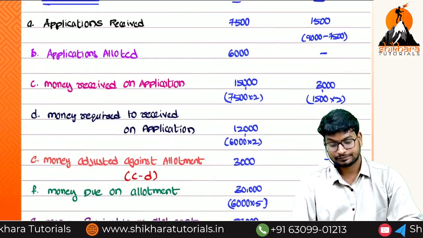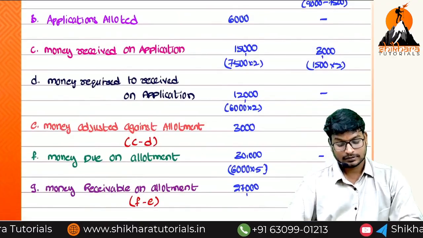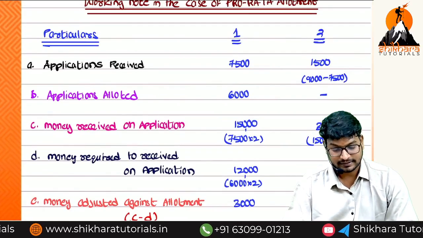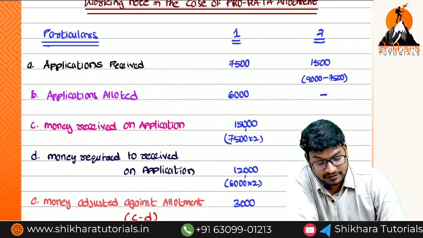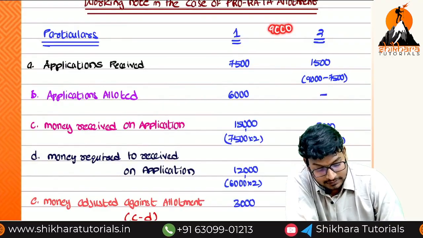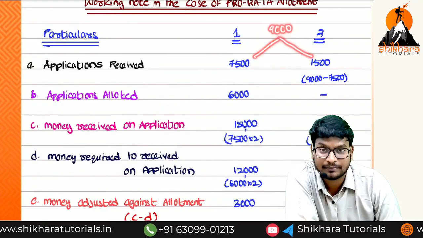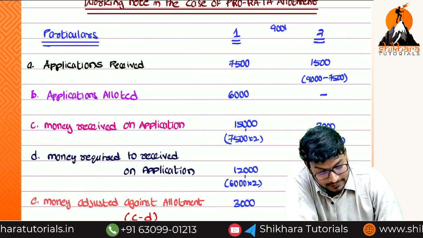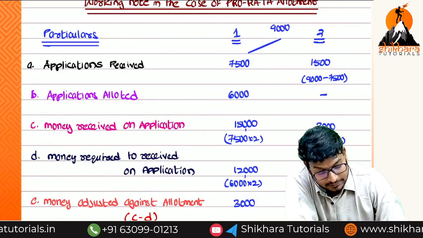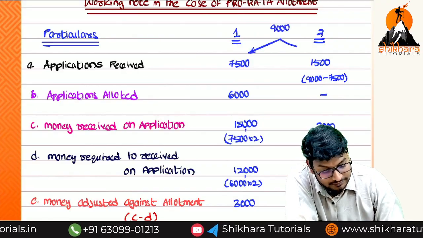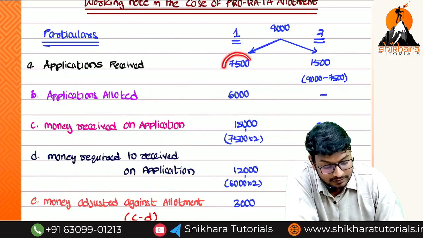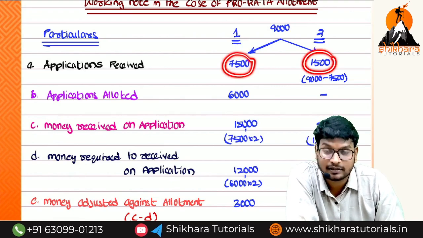Complete, Sir. Did you get the point, or otherwise once again I need to repeat? So see once again. How many shares we have issued? Totally 9,000. So 9,000 we have divided into how many parts? 2 parts. So you can write here 9,000 divided into 2 parts. One is 7,500, other one is 1,500. Here 7,500 on pro rata allotment, 1,500 on rejection.